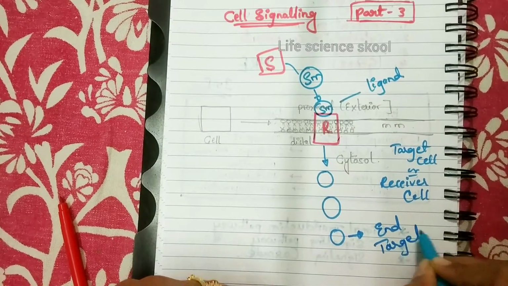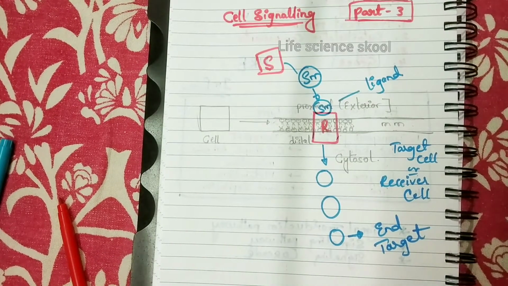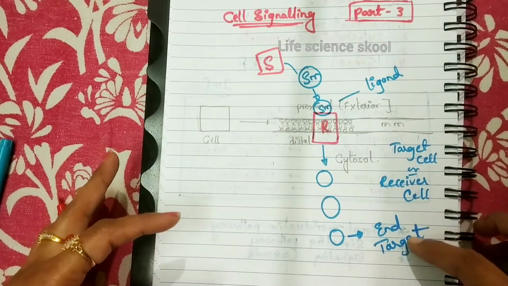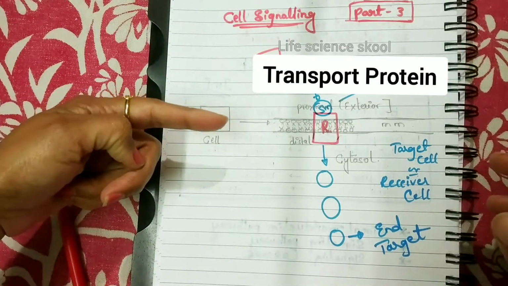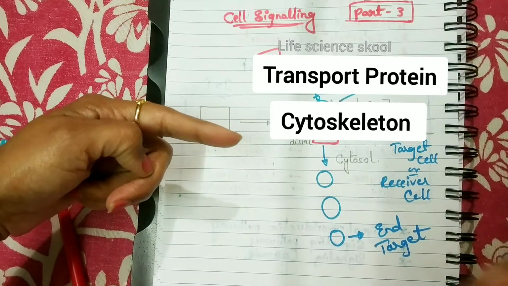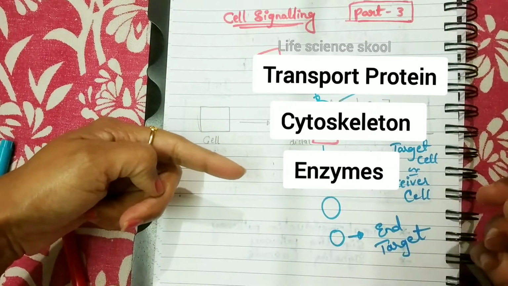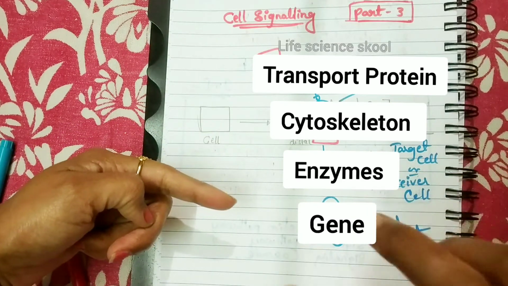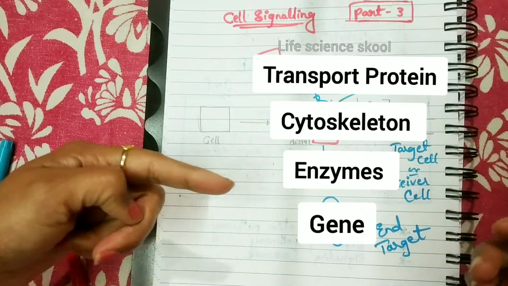I have also taught this in the previous video. If you haven't watched that video, I recommend you watch it because it is very important. Here the end targets are of 4 types. The first is transport protein, which helps in transport. The second is the cytoskeleton, which helps in cell shape, adhesion, migration and movement. The third end target is enzymes, which help in metabolism. The fourth one is the gene, which helps in the formation of the functional gene and also in gene expression, like transcription and translation.